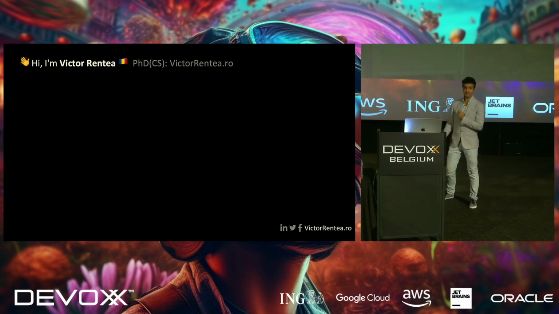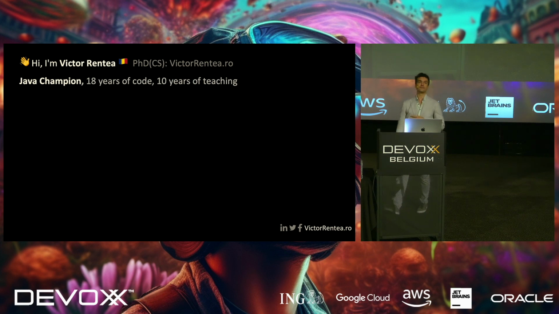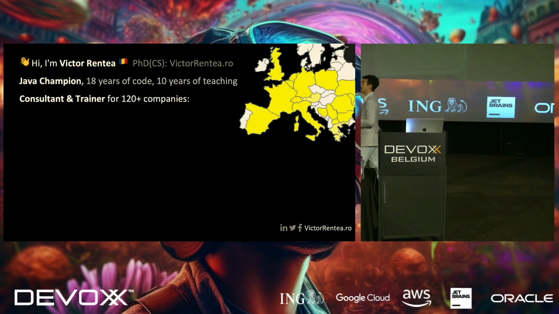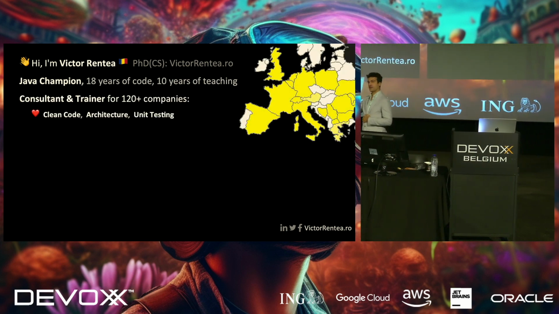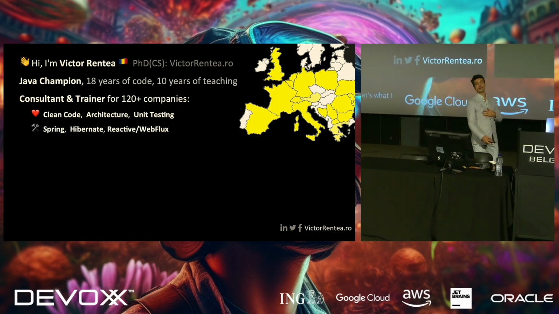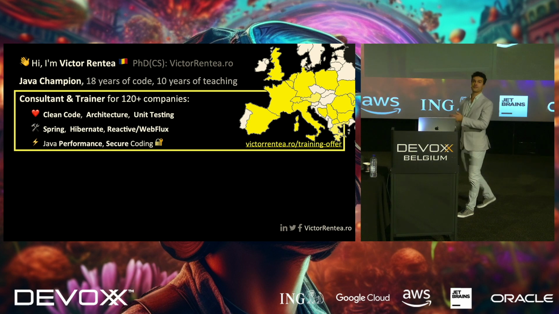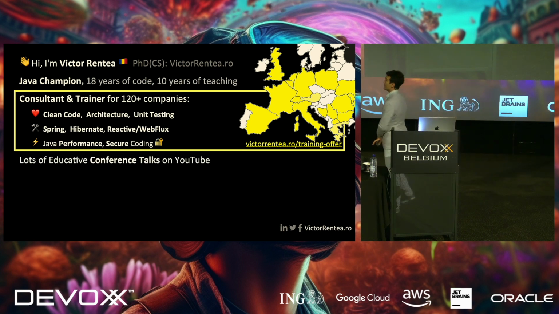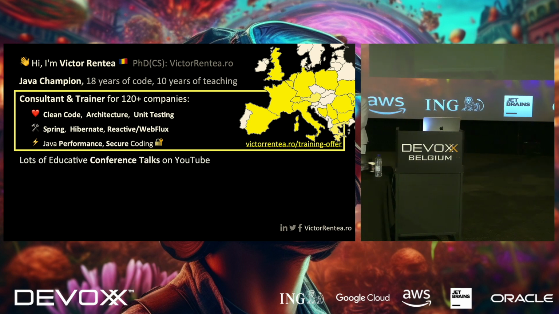My name is Rentea. I'm a Java champion, coding for almost 2 decades. In the last 10 years, I spent consulting and teaching at various companies throughout Europe. My main topics are clean code architecture, unit testing. That's what I love to do. But of course, we can't do that without frameworks. So Spring, Hibernate, Reactive. And adults also have to face security and performance issues. So also that. You can find many of my talks on YouTube already.